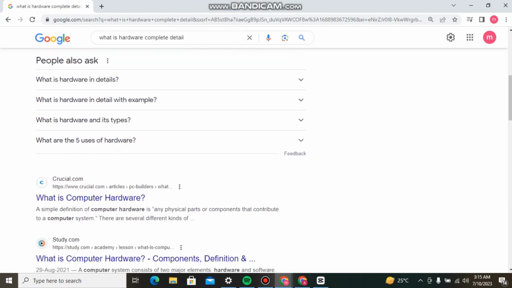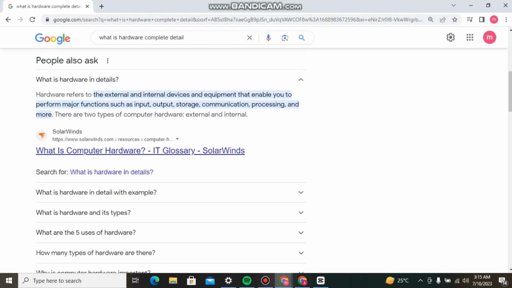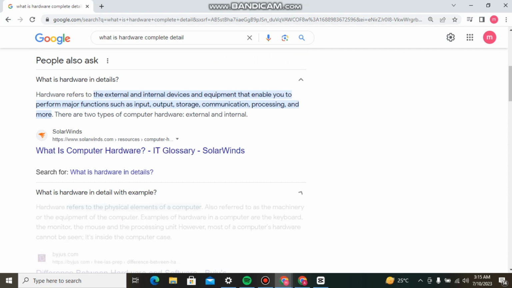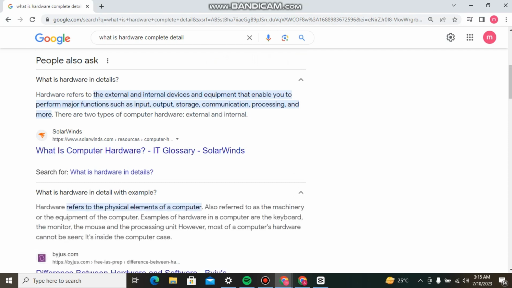So here we have some questions and queries about the hardware. Like, what is hardware, details? Hardware refers to the external devices that enable you to perform major functions such as input, output, storage, communications, processing, and more.